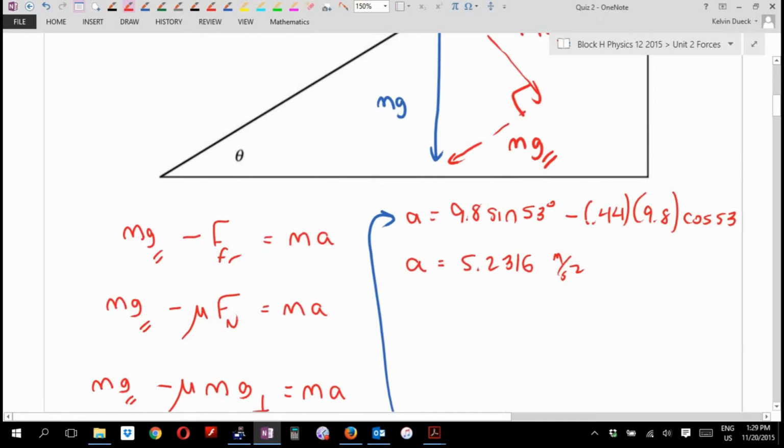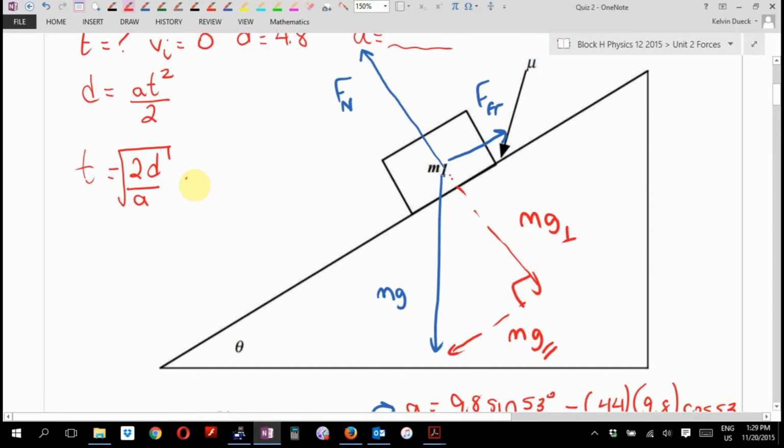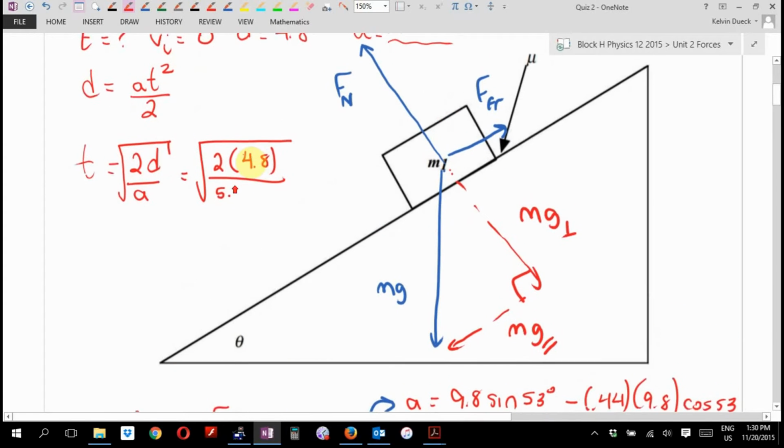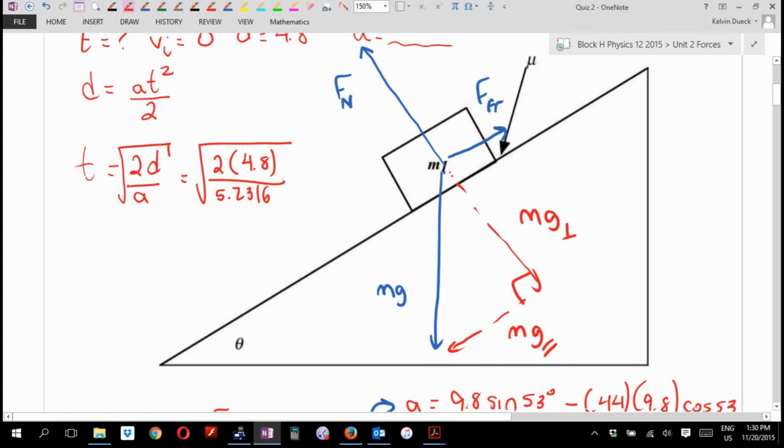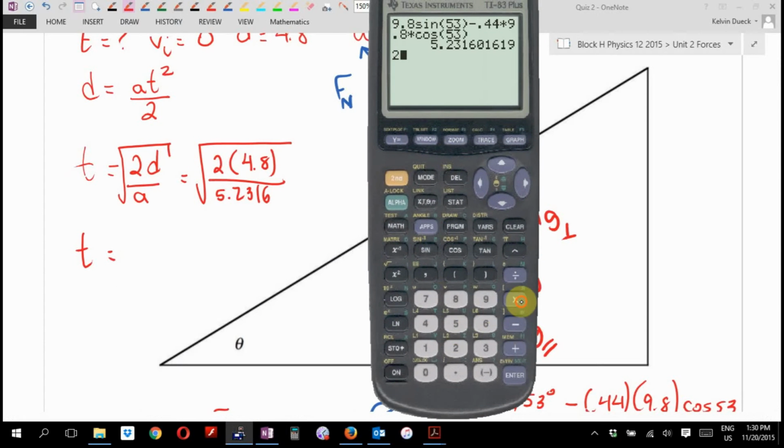And I'm going to go trundling off to here. I said, okay, 2 times 4.8 divided by 5.2316, although I'm going to use my answer button because I can. 2 times 4.8 divided by answer button, square root of that, and I get 1.35 seconds. I'd take 1.34, 1.36, but yeah.